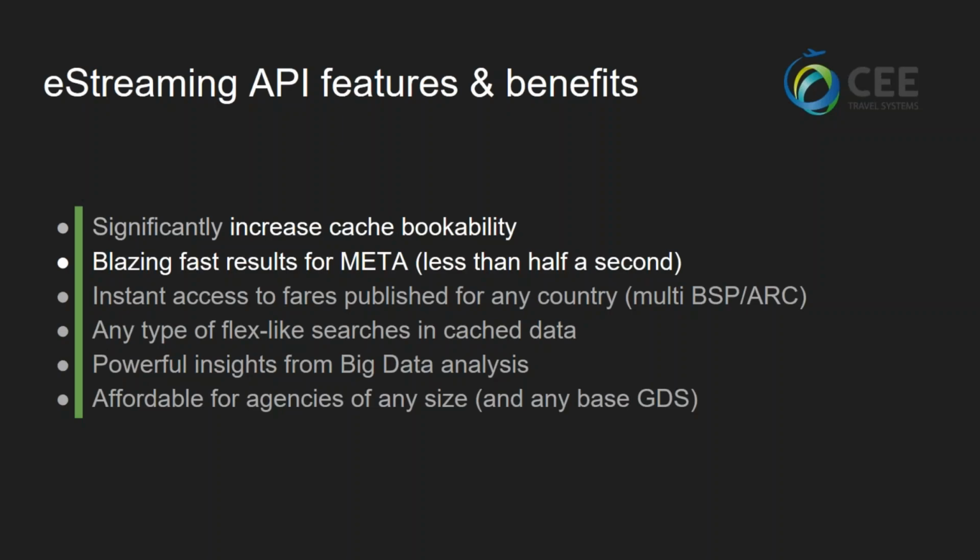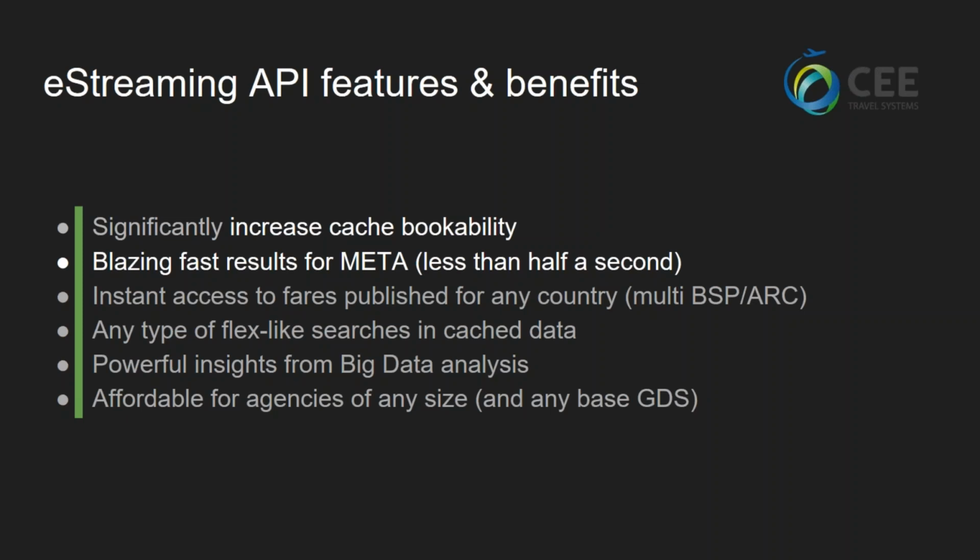So let's jump into eStreaming API. First of all, let me share with you how you can benefit from it. This solution allows you to significantly increase cache bookability. And cache bookability is the key value that is interesting for agencies who use any sort of non-GDS shopping cache, predictive settings, and so on.